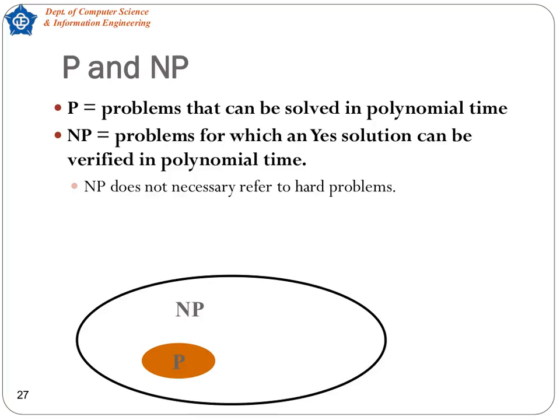As the diagram below shows, every problem in P fits inside NP, and the big mystery remains: are P and NP really the same? That question still stands as one of computer science's greatest open problems.